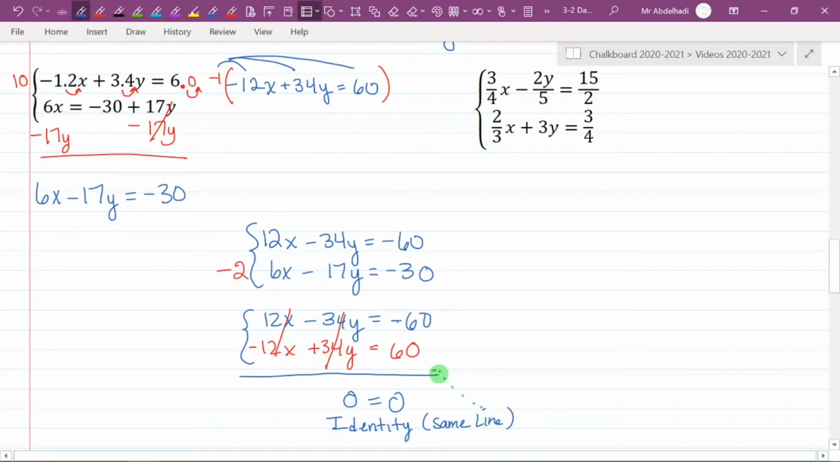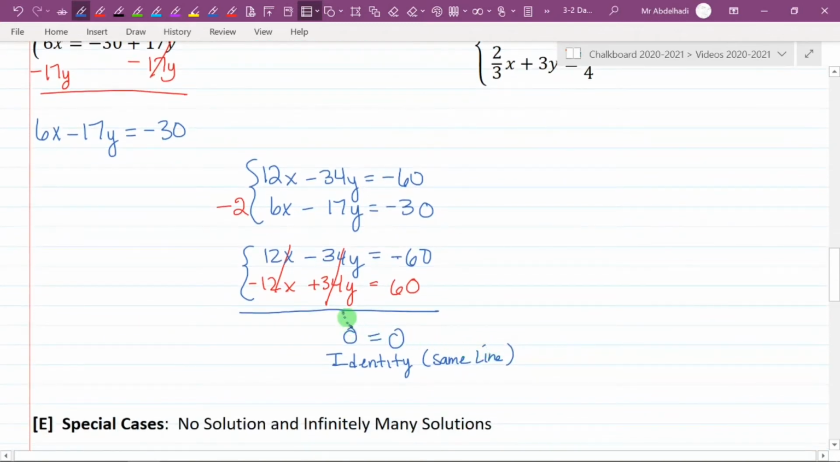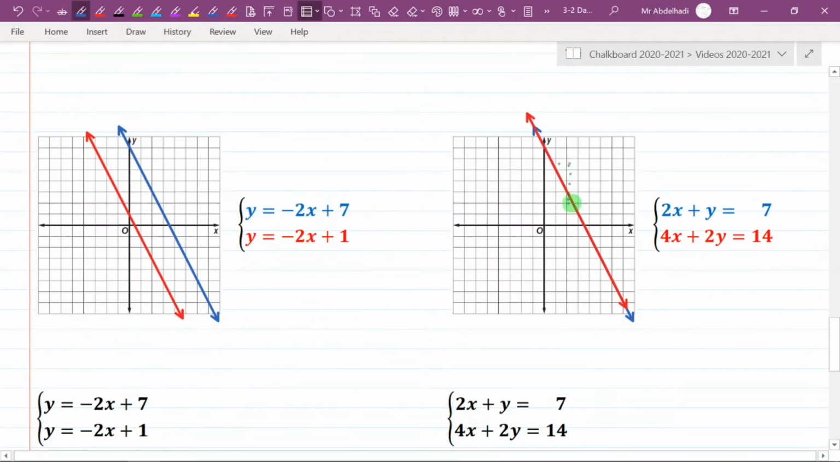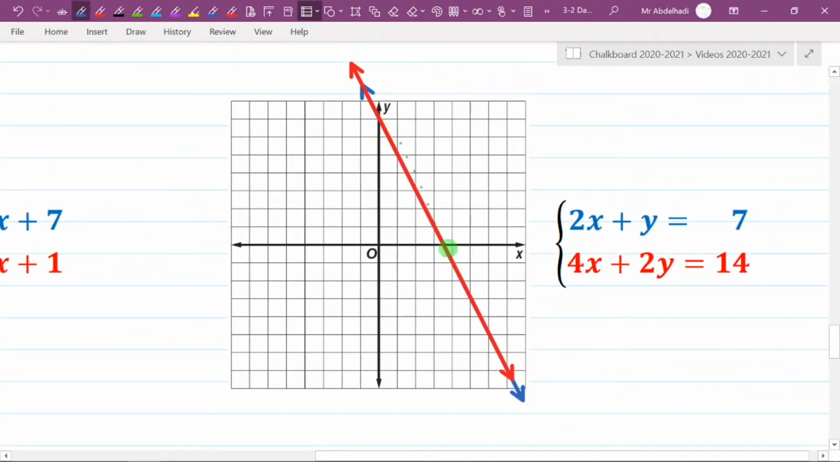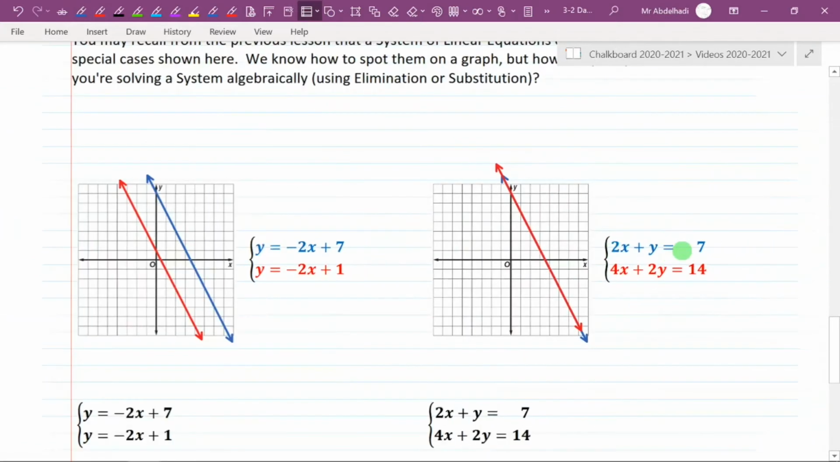So we say that not only do these lines touch, they're the same line, they're touching all the time. They're like the two lines here. I'll show you the graphic here. You might remember this from last time. I showed you that you could have two lines that were sitting right on top of each other. Okay, and we said that this was infinitely many solutions, an identity. So that's what we have here.